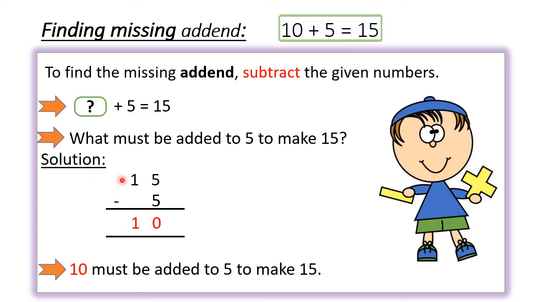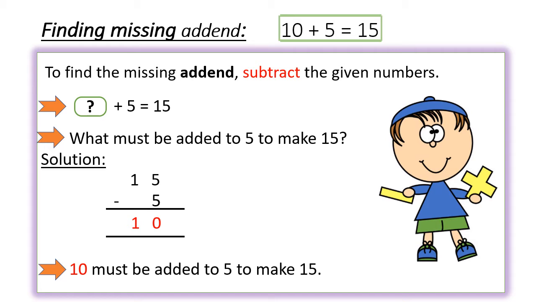So in the solution, we will write the given numbers vertically, like in this form. First number will be the bigger number, that is our sum 15, and the second number will be the smaller number, that is the other addend 5. Then we will subtract these numbers and we will get our answer 10. And we know that this missing number is 10, as you see here. And then we can write our answer statement as 10 must be added to 5 to make 15. Students, this is a very simple example I gave you.